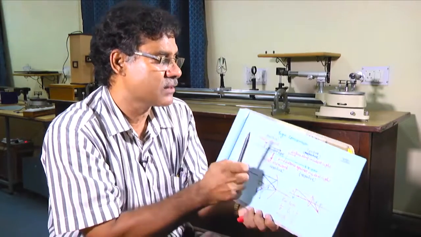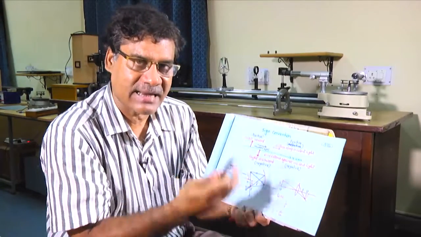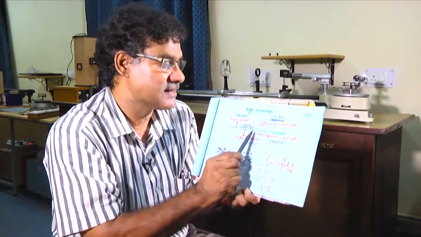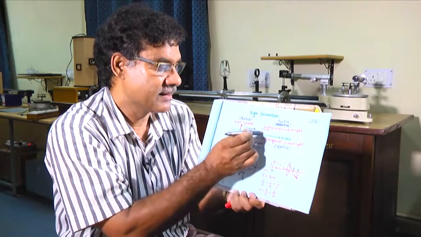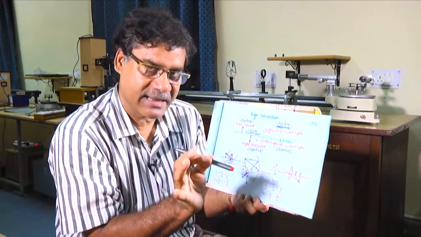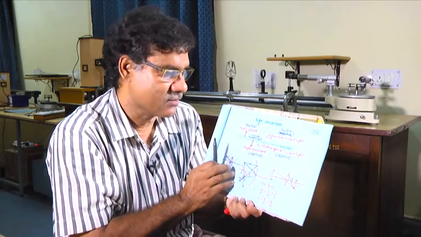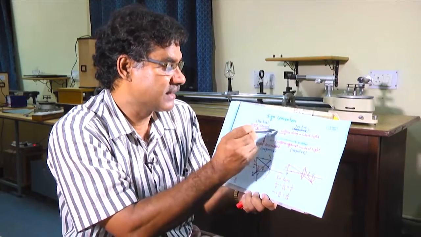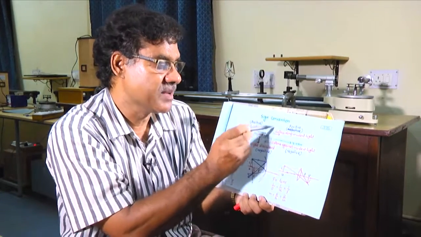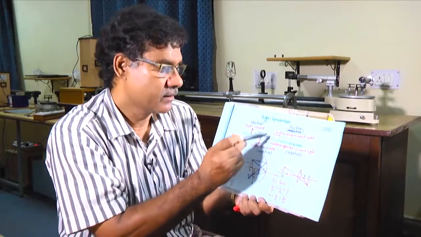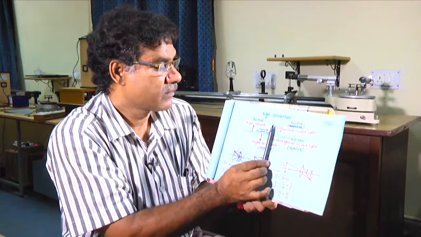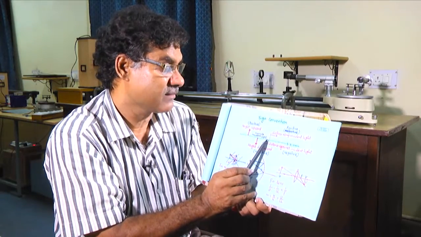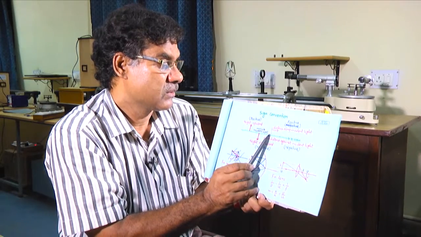So, we will generally follow the Cartesian coordinate sign convention. This is the x axis, this is the y axis, and then this is the z axis. Forget the z axis, let us concentrate on two dimensions, x and y. Okay. So, if this is the lens or mirror position, we measure distances from the pole or from the optical center. Okay.